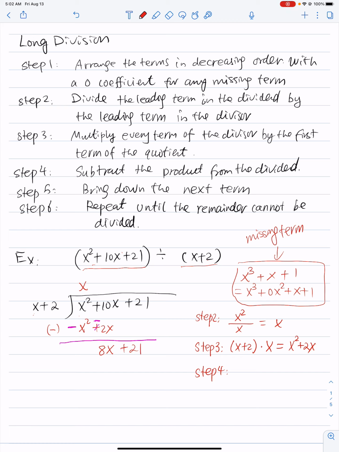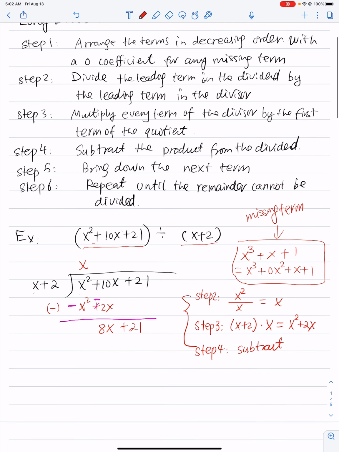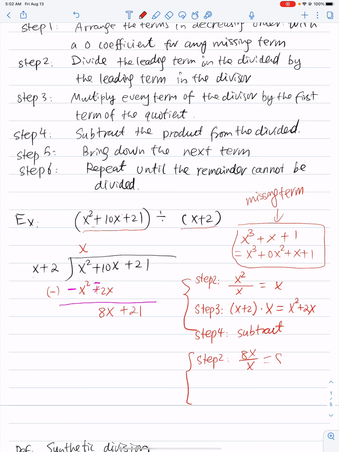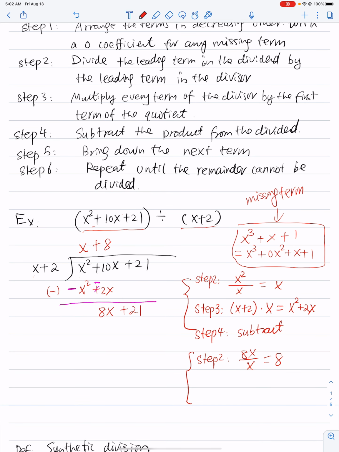Okay, and then bring down the next term. And then what will you do? Repeat all these 3 steps. So what will you do again? Step 2, 8x divided by x again. What do you have? Plus 8. And step 3, x plus 2 times 8 again. What do you have? 8x plus 16. And step 4, it will be 8x plus 16.